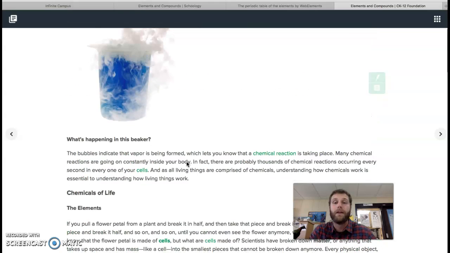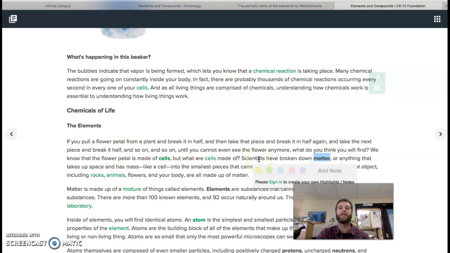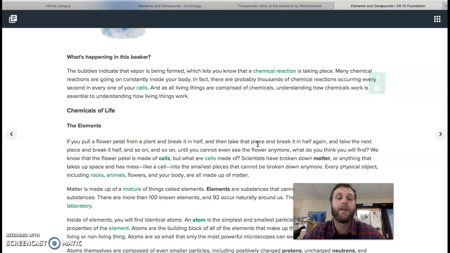Now, some of those you'll be able to find in here. So for example, scientists have broken down matter, or anything that takes up space and has mass. That just gave you the definition of matter. So that's really nice. But others you're going to have to look up.